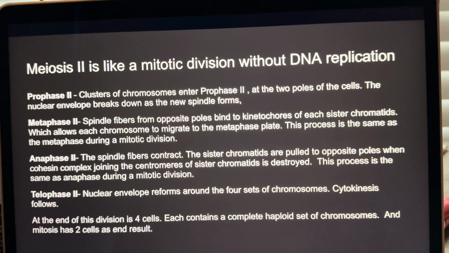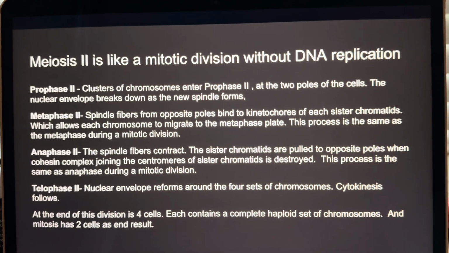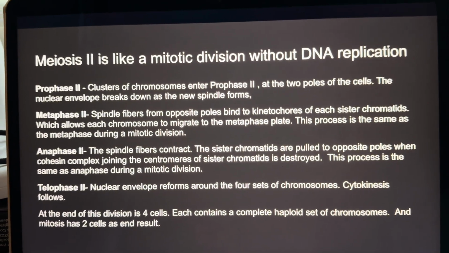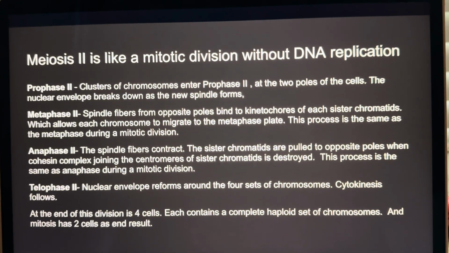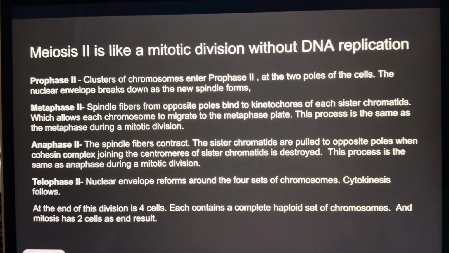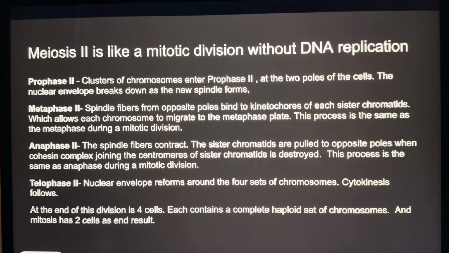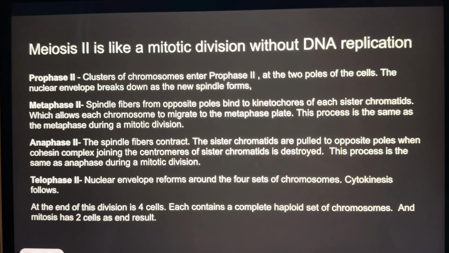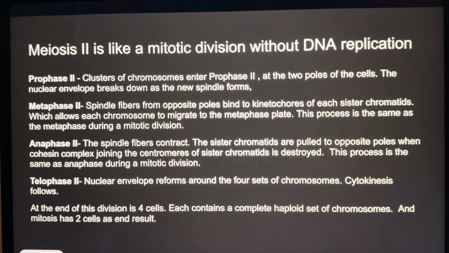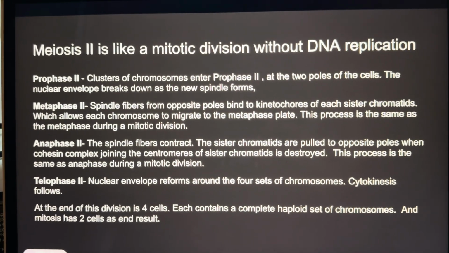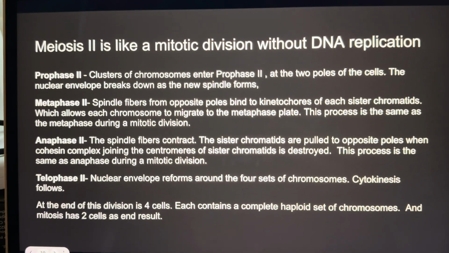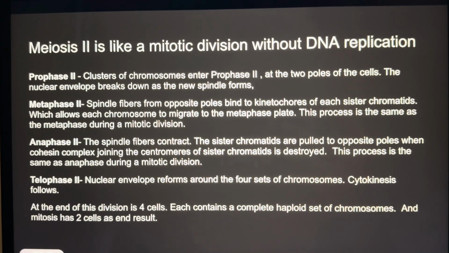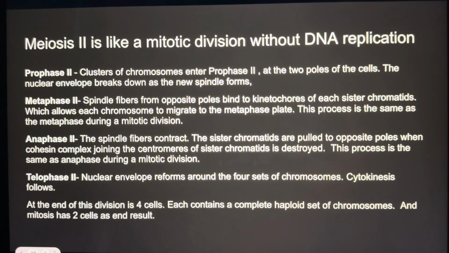Meiosis 2 is like a mitotic division without DNA replication. Prophase 2 is when clusters of chromosomes enter prophase at the two poles of the cells. The nuclear envelope breaks down as the new spindle forms. Metaphase 2 is when spindle fibers from opposite poles bind to kinetochores of each sister chromatid, which allows each chromosome to migrate to the metaphase plate. This process is the same as metaphase during mitotic division.